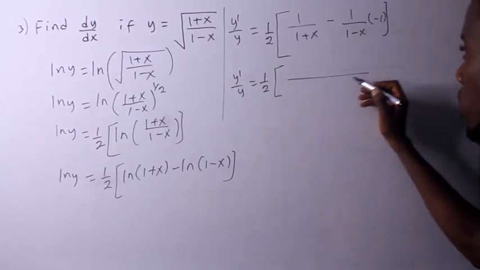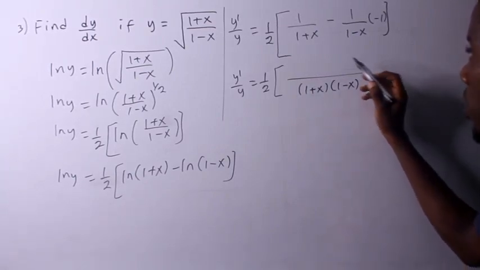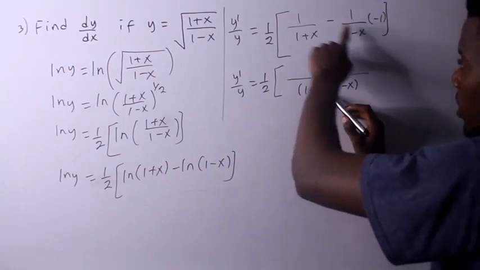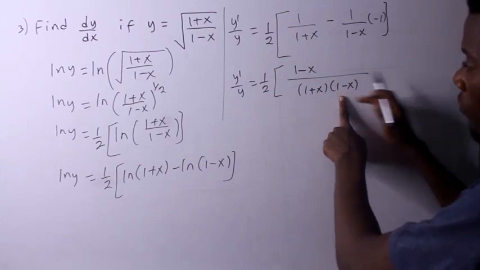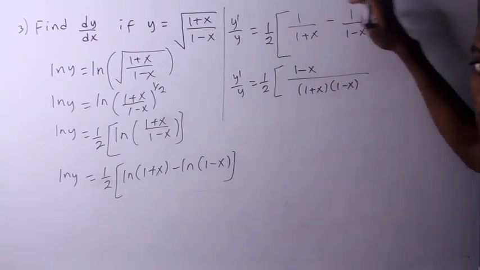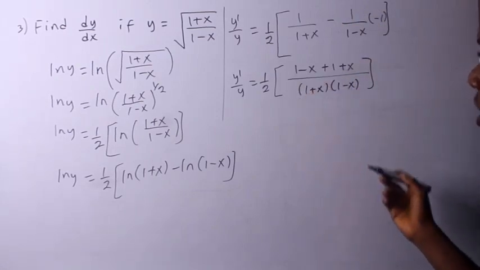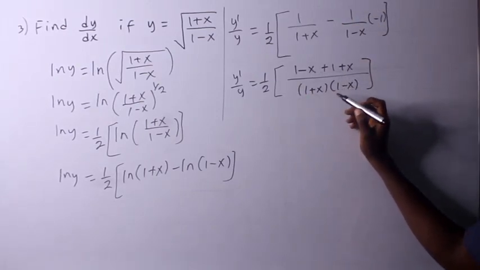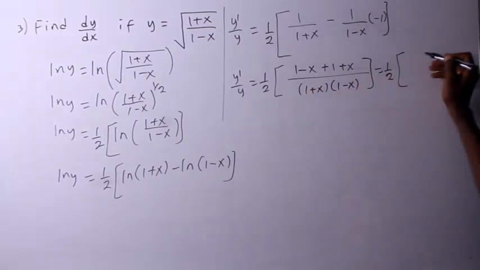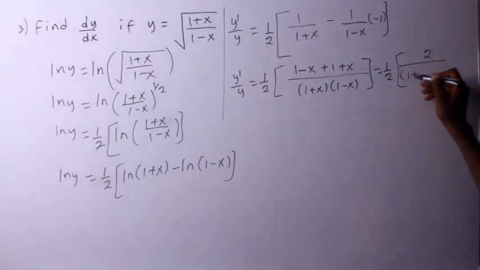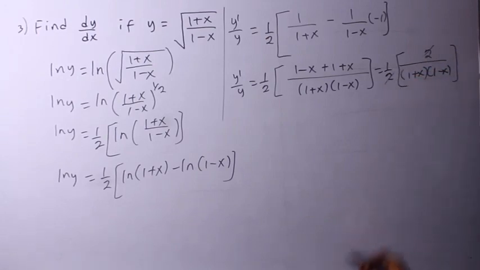to find the least common denominator, which is 1 plus x times 1 minus x. If this goes here, I'm going to have 1 minus x times this, so it's 1 minus x. And if this goes here, I'm going to have 1 plus x. But remember, this is positive now, so it's just plus 1 plus x. Now if I simplify this, I will notice that negative x and positive x cancel out. So I'm just going to have half times 2 over (1 plus x) times (1 minus x). But this 2 and this 2 cancel out.